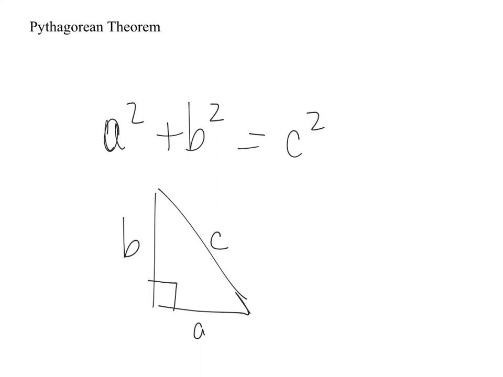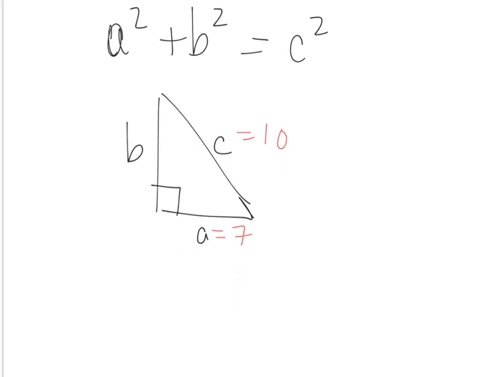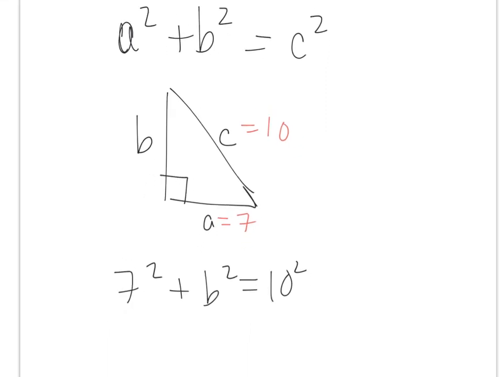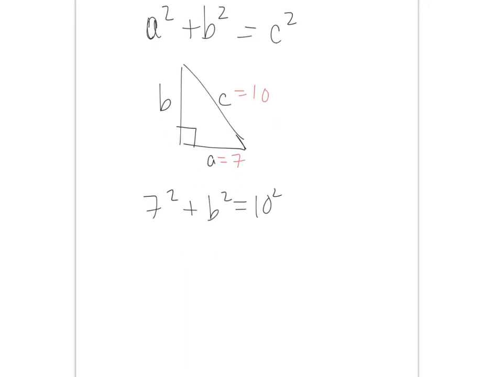So for example, if I want this leg, and this is equal to 10, and this is equal to 7, figure out what B's length is, we can plug into the formula. We could say 7 squared plus B squared equals 10 squared. 10 squared is 100, 7 squared is 49. 100 minus 49 is going to give me 51. I'll show the work in case anyone's confused. Subtract 49. So b is equal to the square root of 51.